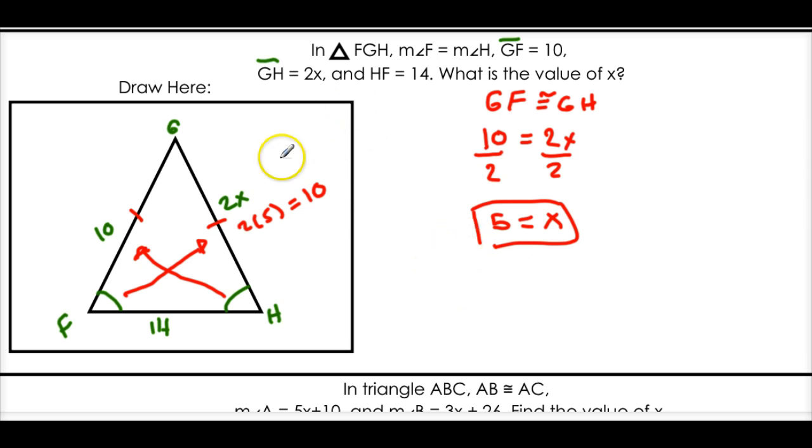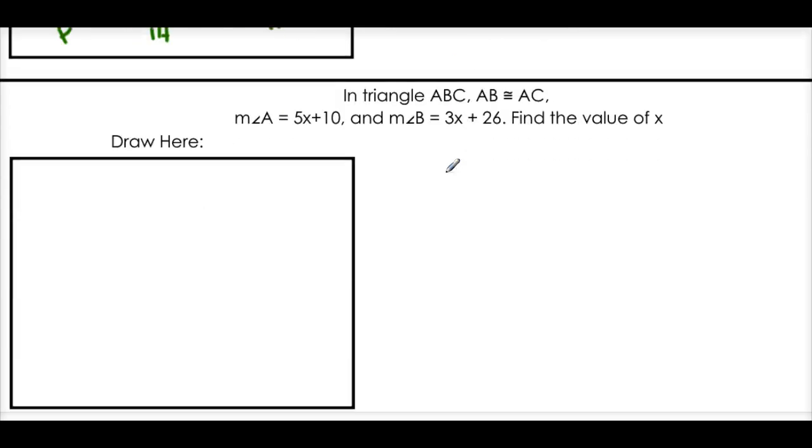You might be asking me, well, why is that 14 there? I don't know. It's there to confuse you. Part of being good at math is being able to distinguish what information is important and what information isn't important. That's half the game.